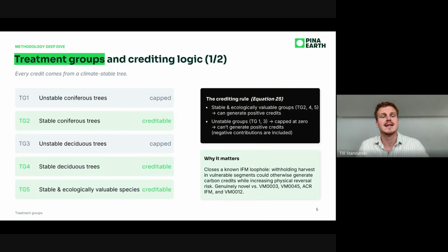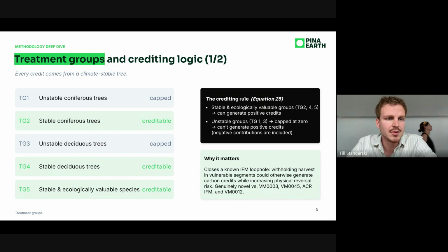So what we also did is introduce treatment groups. So this baseline harvest rate is determined per treatment group. And these treatment groups consist of all the tree species that we have on the project area. Why did we do this? We wanted to address one of the biggest points of criticism for IFM methodologies, building up stock or retaining stock in tree species that are not supposed to do that because they are already unstable to climate change.